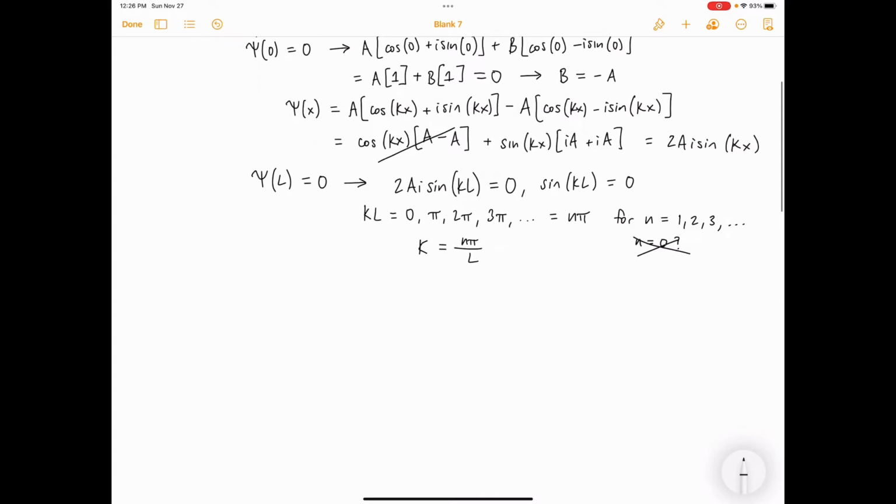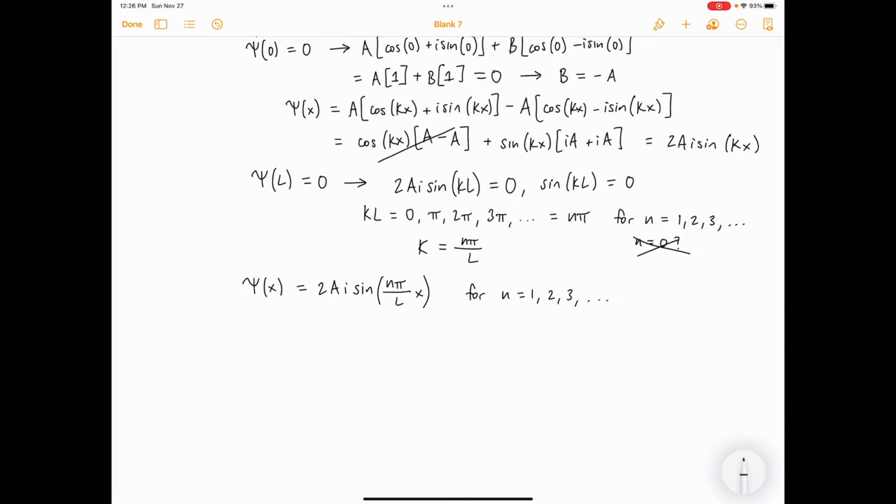We should probably just take a look at what we have so far. What we have is psi of x is equal to 2 times A times I times sine of kx, but we're saying k is equal to n times pi over L, and that's multiplying x like this. And this is true for n values starting at 1, 2, 3, and so on. So basically all the integers.